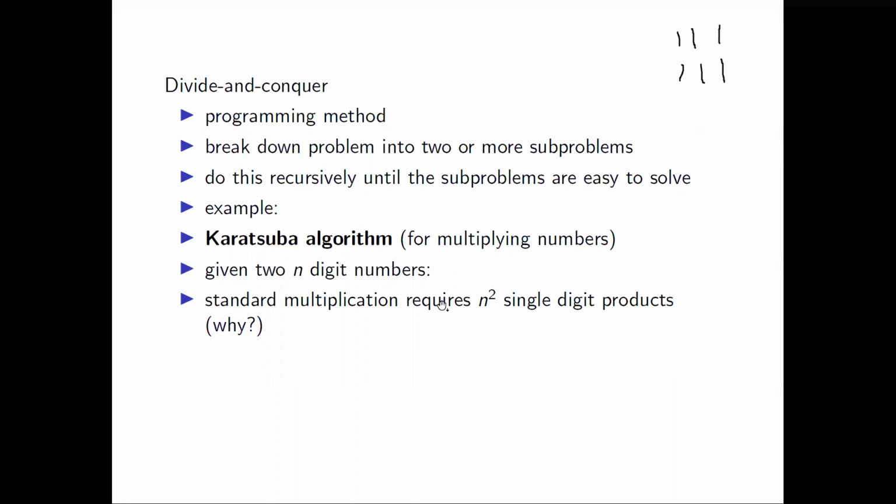And I claim when we use standard multiplication, it requires n squared single digit products. So n squared here is n times n. So we have two n-digit numbers. So why would that be? Well, when we're multiplying these two, these are each 3 digits. So we multiply those, and those, these 3, and these 3. So it's 3 times 3, so 9, which is 3 squared. And that's n equals 3.